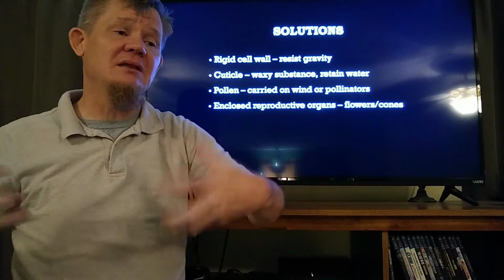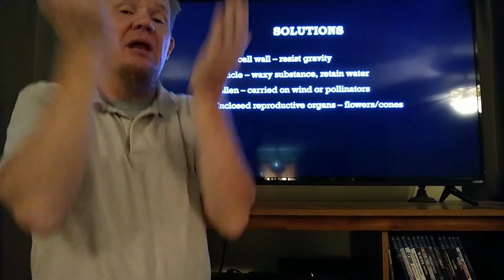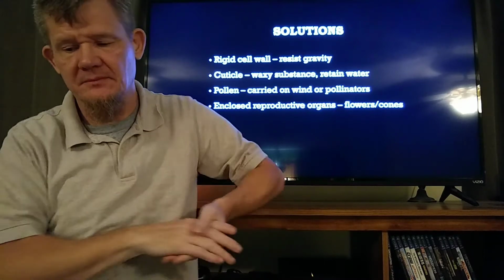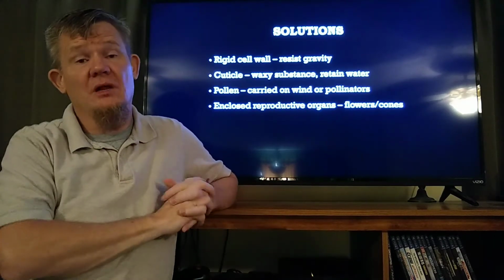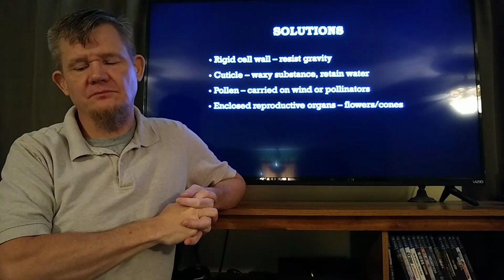Why did plants make these rigid cell walls? They made them to resist gravity so they could stand up and not flop over on the ground. The rigid cell wall's job is to resist gravity.